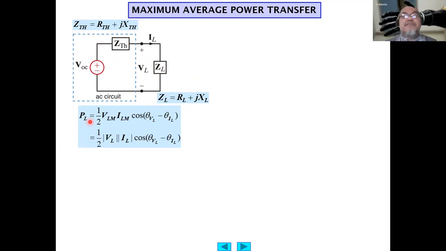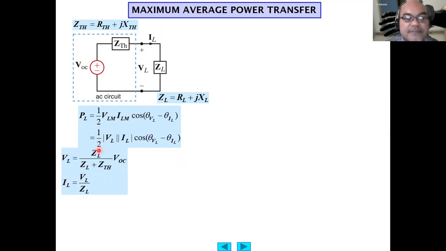Then the average power at the load equals half the maximum amplitude of the voltage across the load, VLM, times the maximum amplitude of the current flowing through the load, ILM, times the cosine of the phase angle difference between the voltage and the current of the load, theta VL minus theta IL. Basically VLM is the magnitude of VL, times the magnitude of IL.